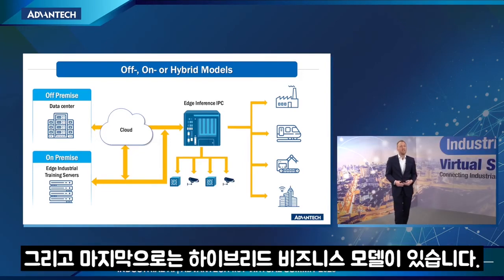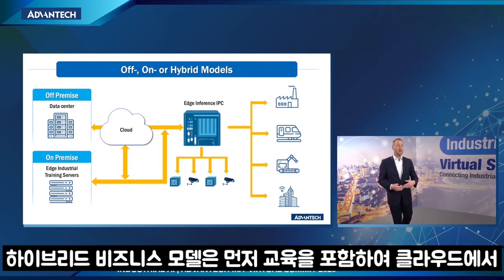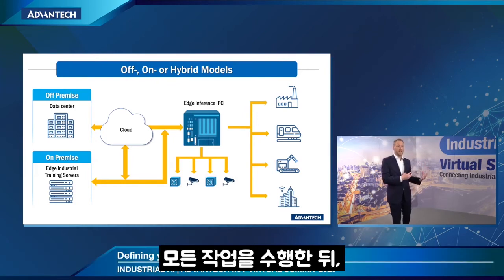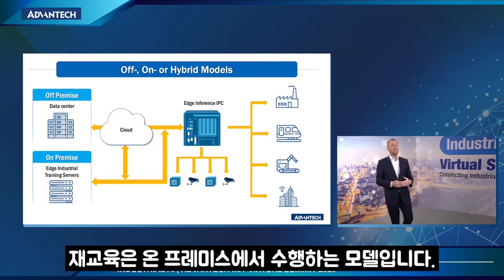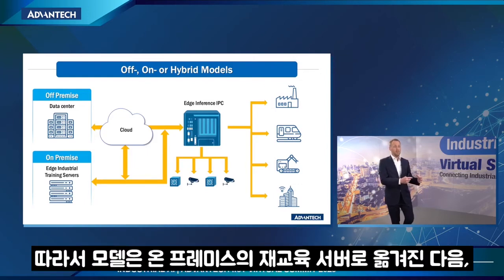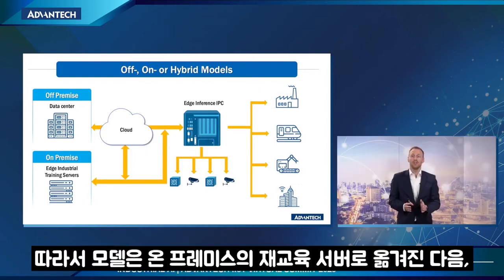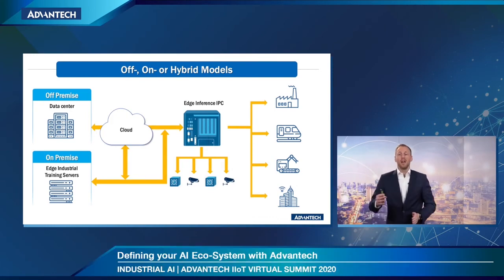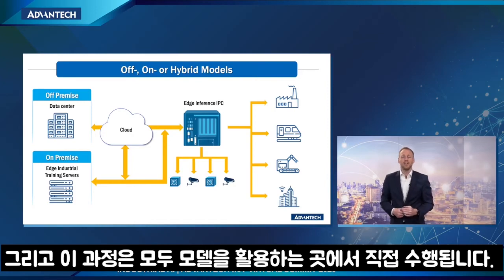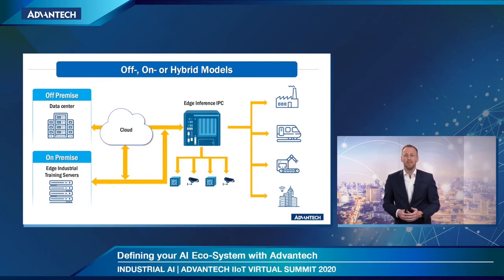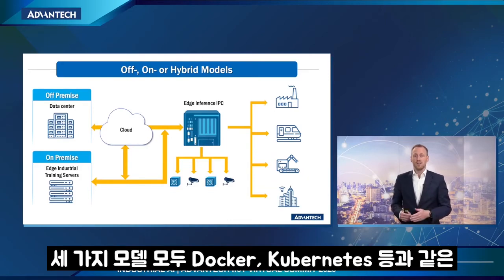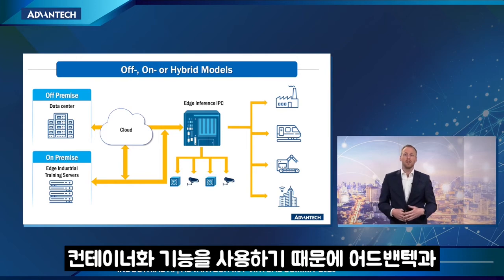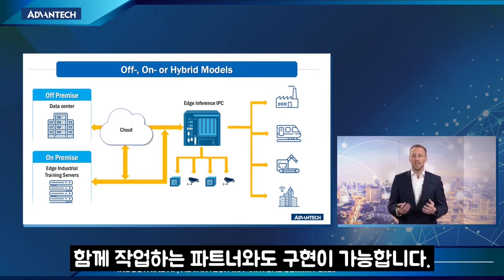And last but not least, there's the hybrid business model. The hybrid business model means I first do everything in the cloud, the training, but the retraining I do on-prem. So I move my model to the on-prem retraining server, then I move the model to my inference IPC, and that is then doing the application of where you are using it for. All three models are possible, also with the partners that we work with, because they use containerization, Dockers, Kubernetes, and so on.